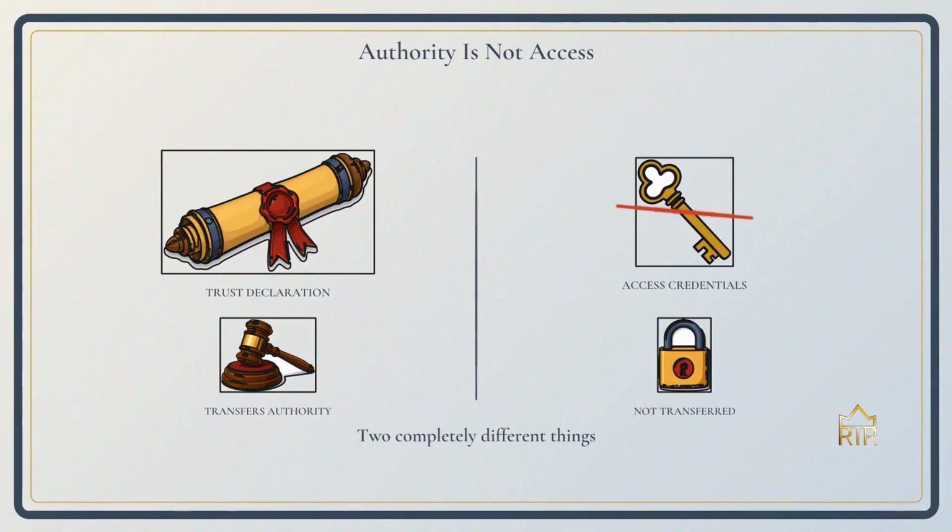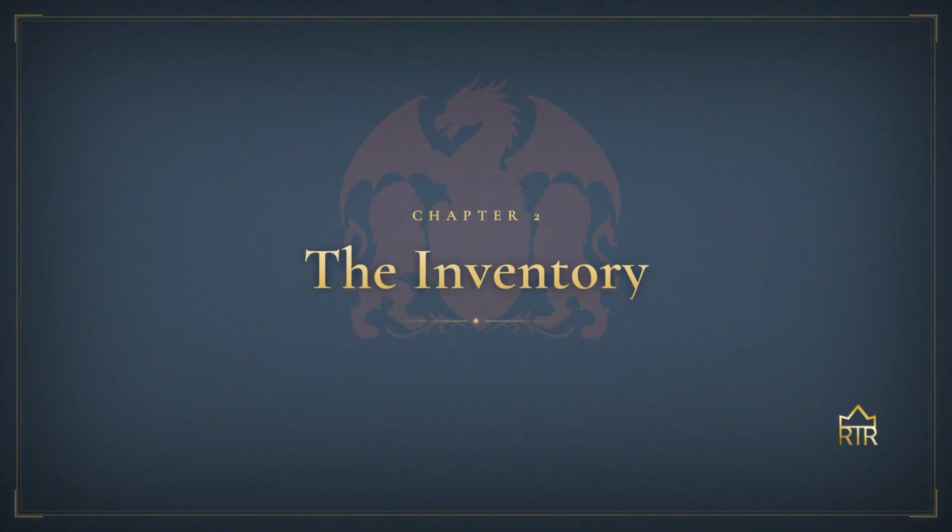The trust declaration transfers legal authority. It does not transfer access credentials. Those are two completely different things. And that is the quiet failure. The account exists, the value exists, the trustee exists, but the path is gone.